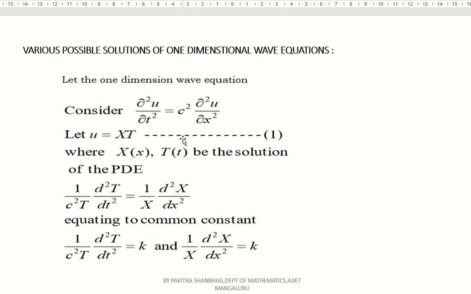Okay, now if you divide, what you will get? 1/(c² T) outside, because X gets cancelled, since we are dividing throughout by X, T and c². So 1/(c² T) into d²T/dt² equal to 1/X into d²X/dx². Now see, here it contains only T and small t, and here it contains only capital X and small x. Equate both sides to a common constant k. That is 1/(c² T) d²T/dt² equal to k, and 1/X d²X/dx² equal to k.